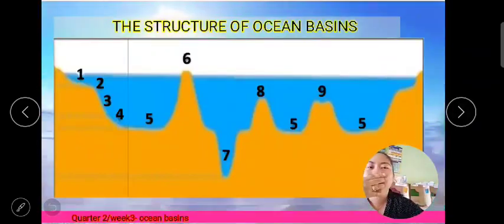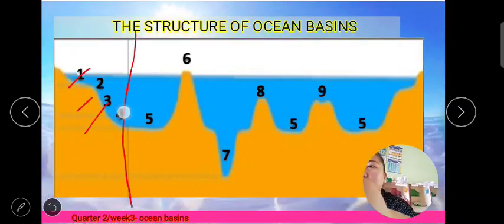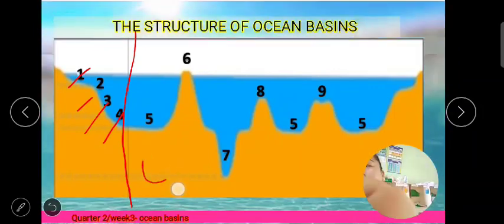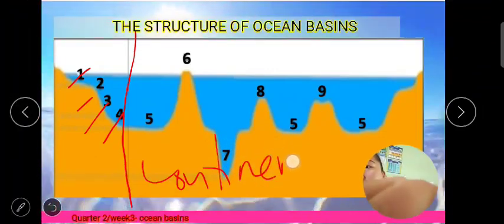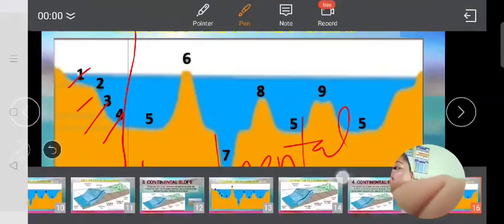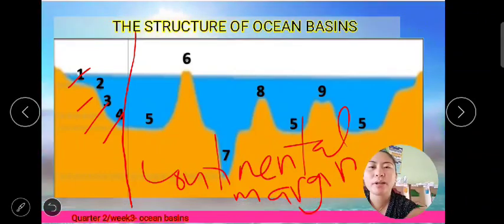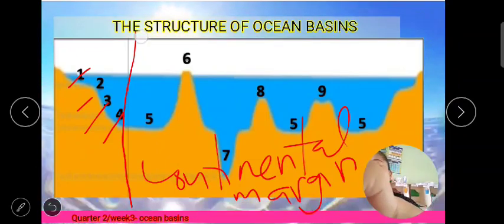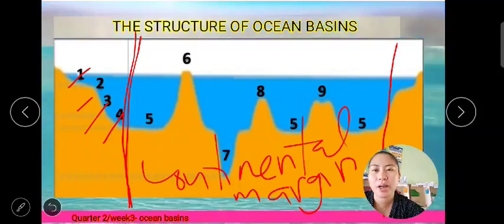Next, we also have this one, this line here. If we put together 1, 2, 3, and 4, this all will make up the continental margin. So, 1, 2, 3, and 4 will make up continental margin. And take note that when we say ocean basin again, it is just a generic term from continental margin to this portion to another continental margin. So, yan siya.